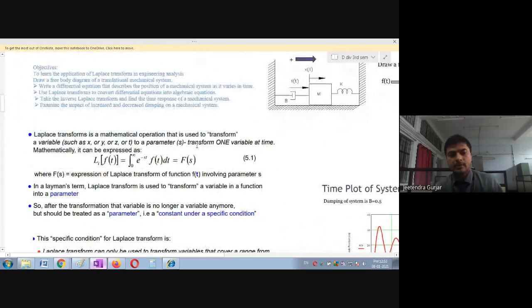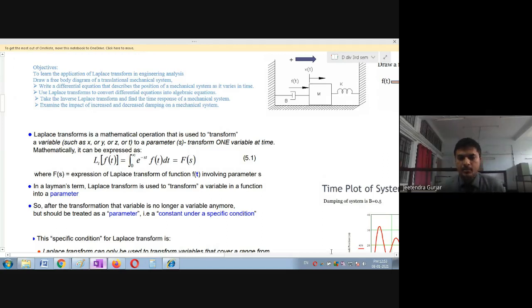Then we have, the Laplace transform is a mathematical operation that is used to transform a variable, that is what I have discussed already, to a parameter. Please remember, s is a parameter. We are going to transform one variable at a time, not all the variables. One by one variable you are going to transform. Mathematically it can be expressed as L, that is the Laplace transform, of f of t, the function, which is equal to the integral from 0 to infinity of e raised to minus st, f of t, dt, is equal to capital F of s.